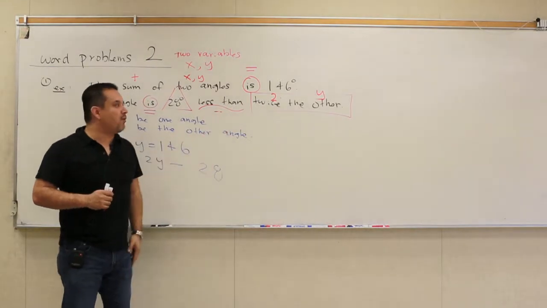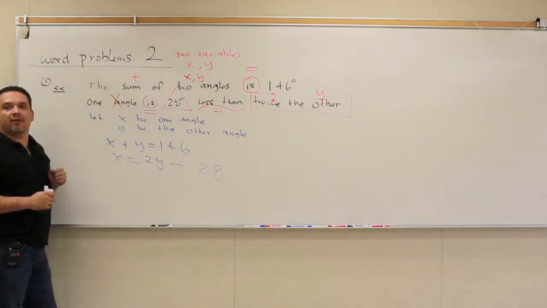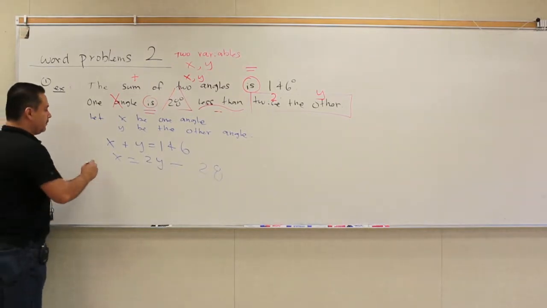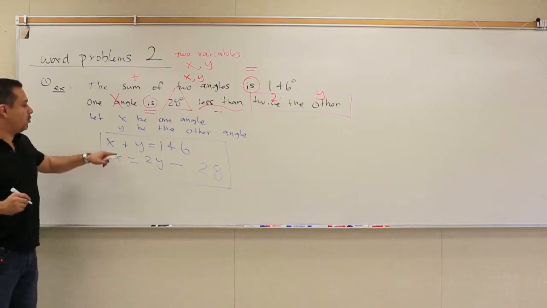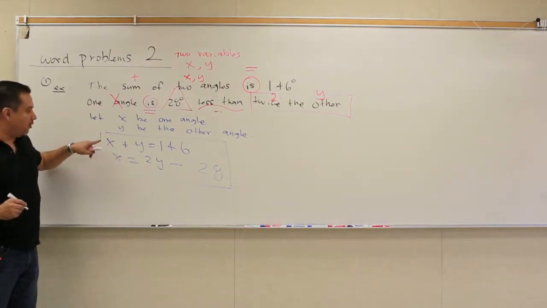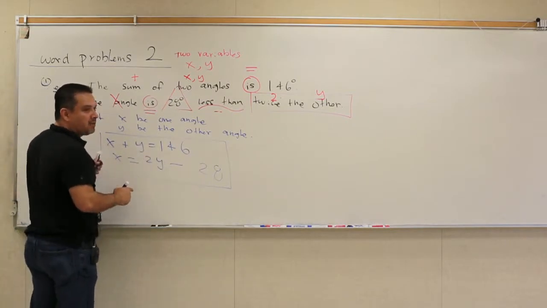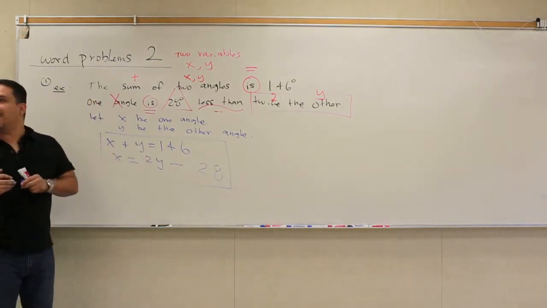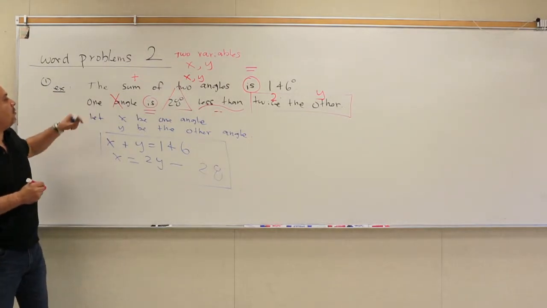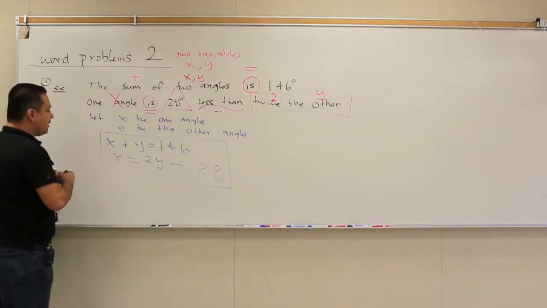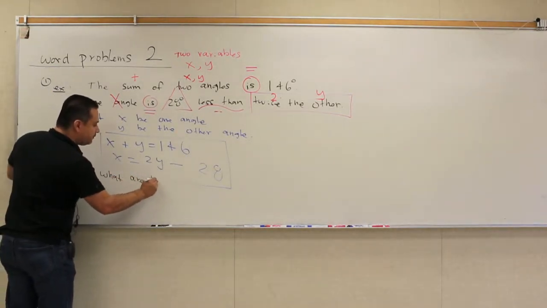Does anybody have any questions on the translation here? What do you guys notice here? What are you looking at? We're looking at two equations, first, second, two unknowns. X, what? Y. X, Y. You guys okay with that? Now, they should have said here to you, here's going to be the last phrase. They're going to say, what are the angles?